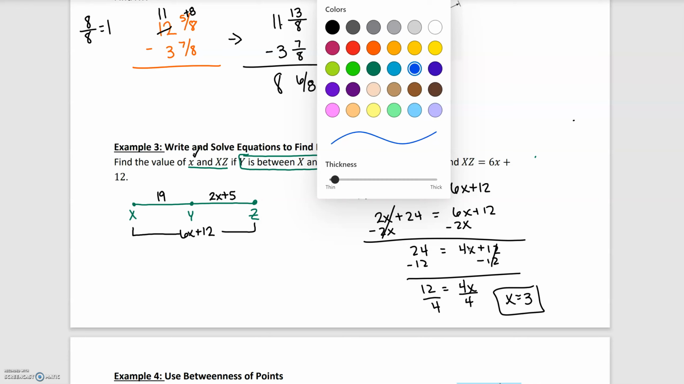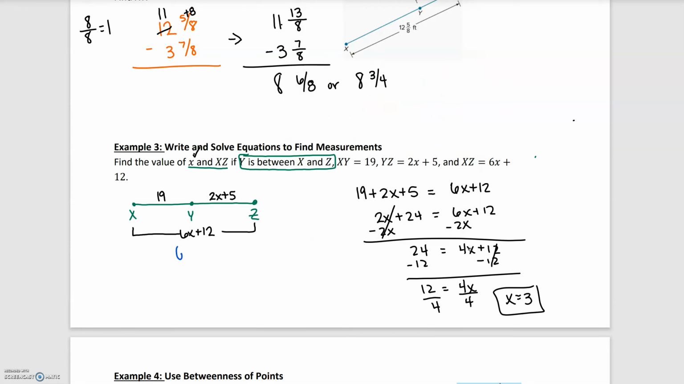And so what do you think we're going to do with that 3? That's x. We're going to plug it back in so we can find the length of xz. So 6 times 3 is 18, and 18 plus 12 is 30. Now we have our two pieces of information, and we are done.